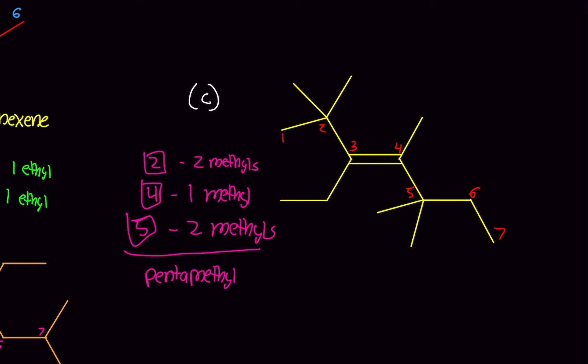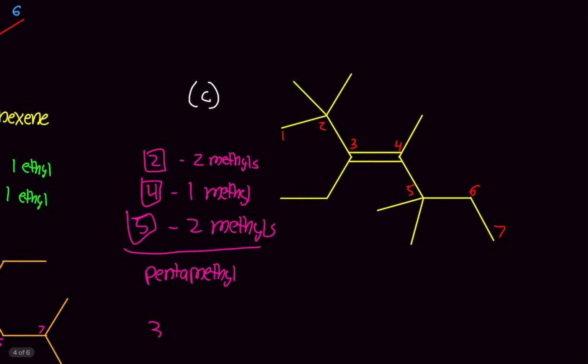And then we have an ethyl on carbon 3. Right, this is an ethyl group. 1, 2, that's an ethyl. Okay. And so we are done. So the parent chain is 7 carbons long, so that's a hept. And then the alkene is located on carbon 3.